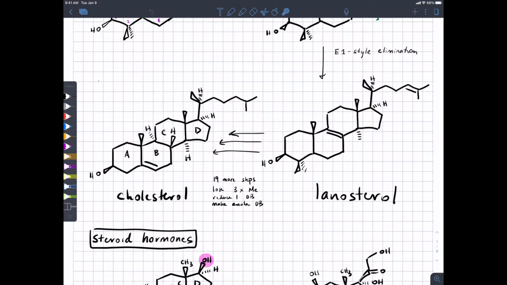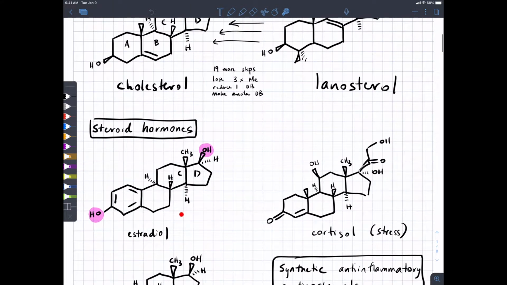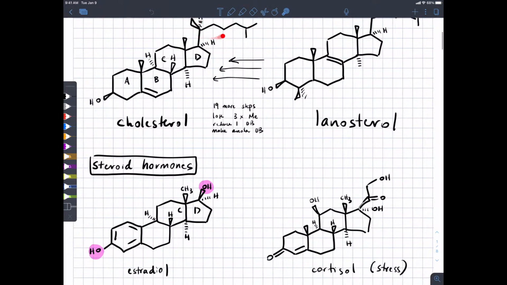The steroid hormones are all derivatives of cholesterol. And most of them involve truncation of this nonpolar chain and then modification and installation of polar functional groups on the ring. So shown here is estradiol. You've taken that nonpolar chain off completely and installed an OH group there. Everything else is the same, other than you've lost a methyl group and you made the first A ring aromatic. You made it a benzene ring.